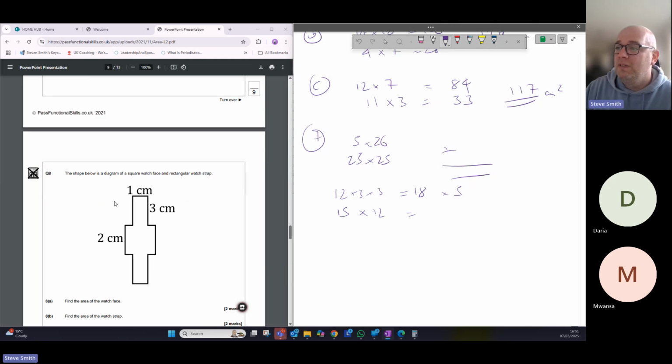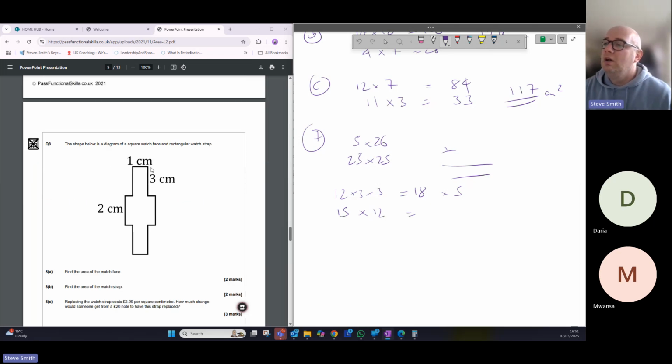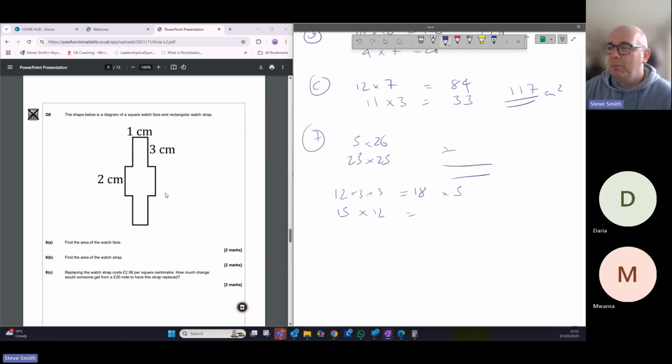I'm looking at any more difficult ones. A shape of a diagram square. I have a watch face on a watch strap. So it's a square face, so that's giving you the clue there. It's a square face, so that bit will be 2 times 2 for that middle part. 1 times 3 is 3. 1 times 3 is 3.